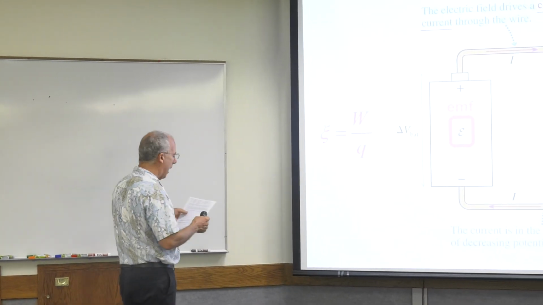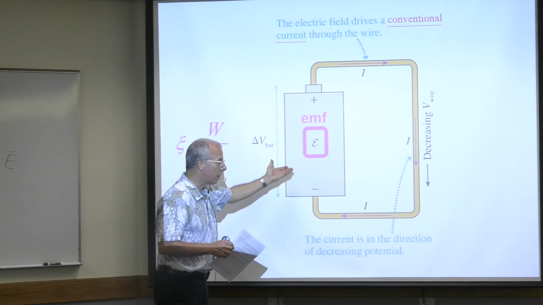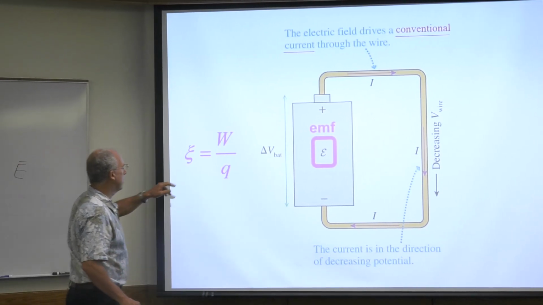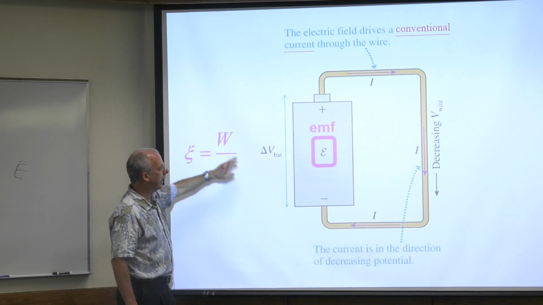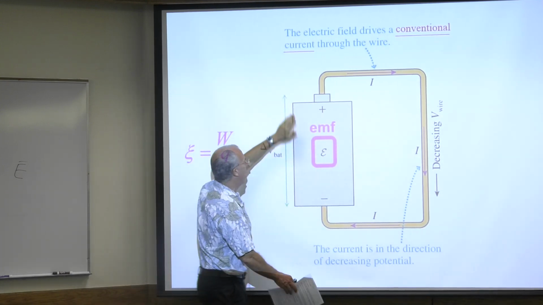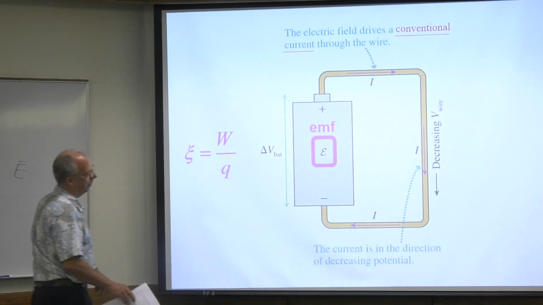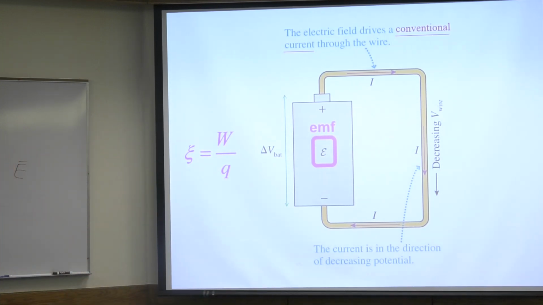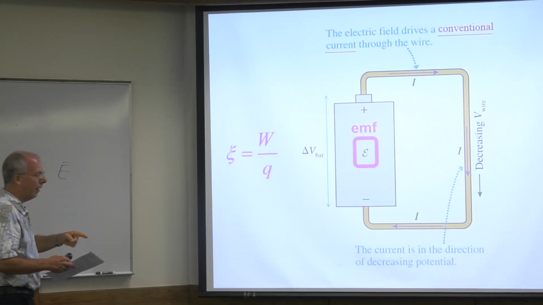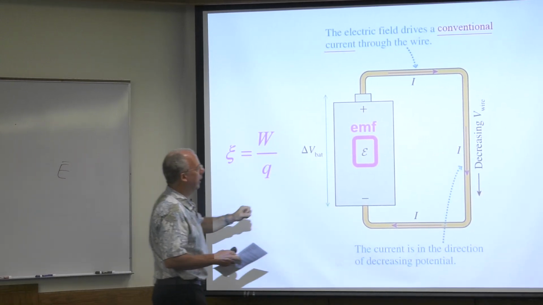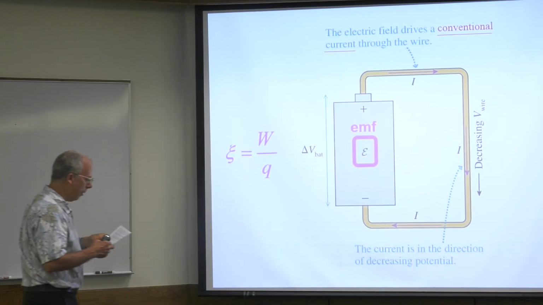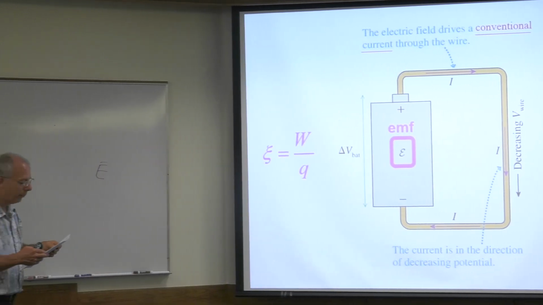So what's an EMF? A device, like a battery, has an EMF. It's the work done by the chemicals or whatever in the battery to separate the charge, divided by the charge. So it's the work per charge. That's better, right? Work per charge that's done by the chemicals or whatever in the battery to separate charge.